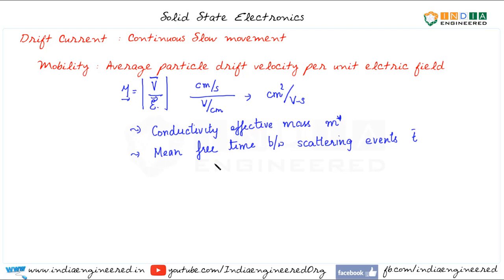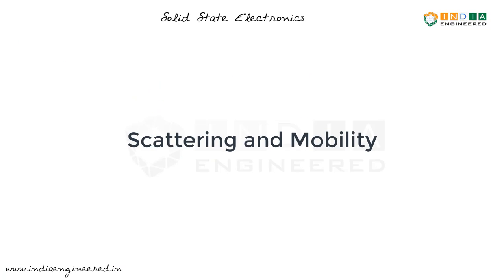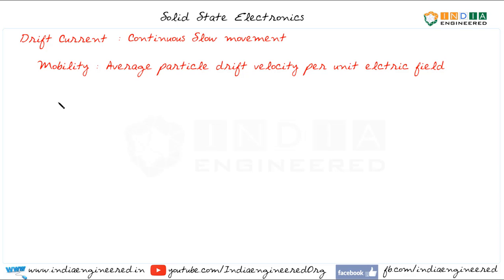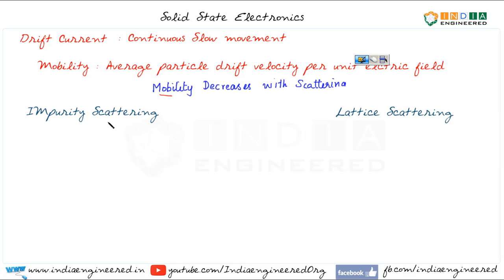Now let's see what happens to mobility with temperature. We have said that it depends on scattering. We have mainly two types of scattering mechanisms that determine mobility with temperature. It is reasonable to assume that mobility decreases when the effect of scattering increases. So mobility decreases with scattering. The two scattering events that affect mobility are impurity scattering and lattice scattering. Among these two, one becomes dominant at low temperatures and the other at high temperatures. Impurity scattering is the dominant event at low temperatures and lattice scattering is the dominant event at high temperatures.